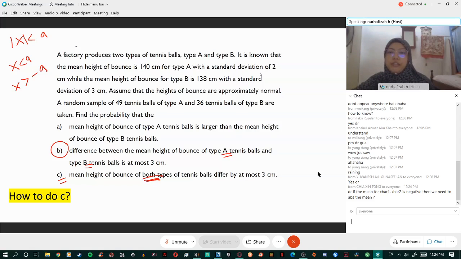Doctor, if the mean for X bar 1 minus X bar 2 is negative, then we need to take the absolute value of the mean. No need.